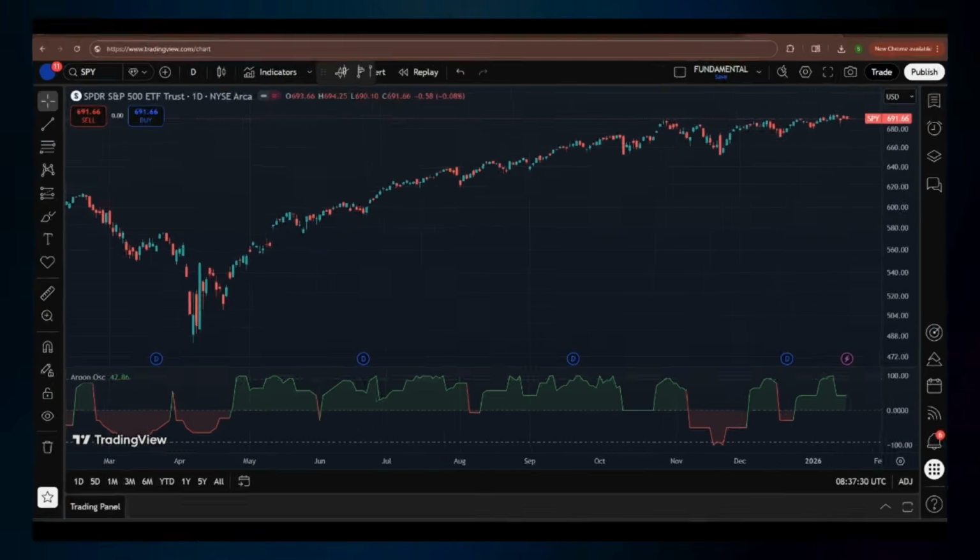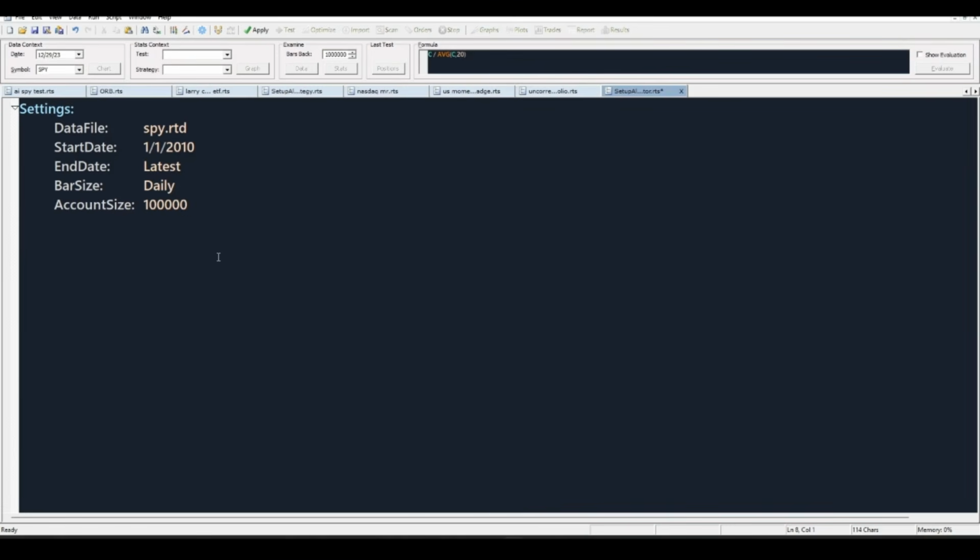Alright, let's switch over to RealTest. I'm starting with a blank script. First things first, we need a parameter for the lookback period. The standard setting's 14 days, so I'll set Aroon len to 14. This lets us easily optimize it later if we want.